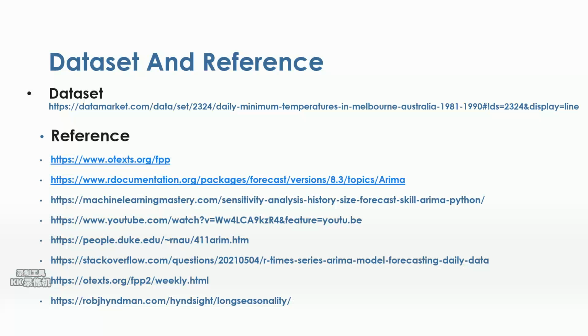This is my data set and the reference here. Let me summarize the work I've done. I basically used the ARIMA model with the Fourier term to forecast the minimum temperature because it works the best.